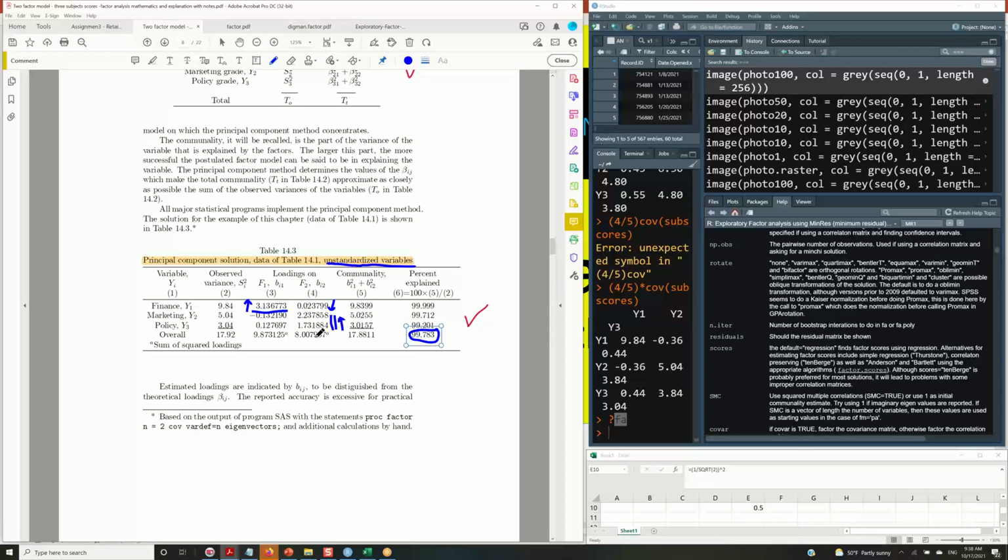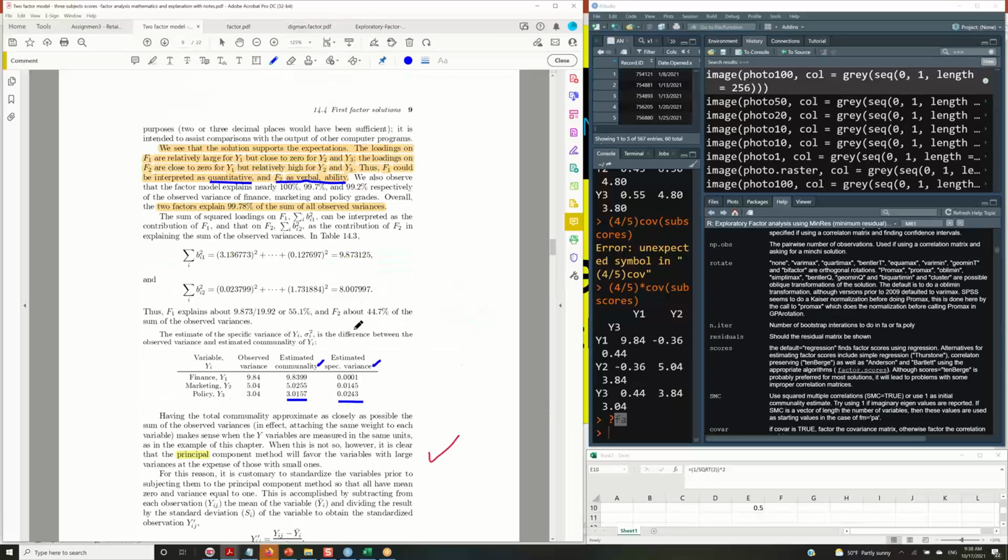These two factors explain 99.78% of all observed variances. These are all the observed variances, and the explained variance is this much. So 17.8811 divided by 17.92 is 99.783. Do you understand this meaning? You have to make such statements.